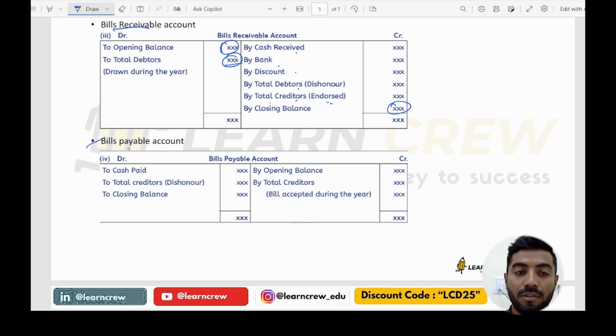Then coming to the next account, the bills payable account. In the bills payable account, again we'll have opening balance and closing balance. Apart from that, we'll also have the bills accepted during the year. If anything is dishonored, that will also come in this account, and we'll have the closing balance.